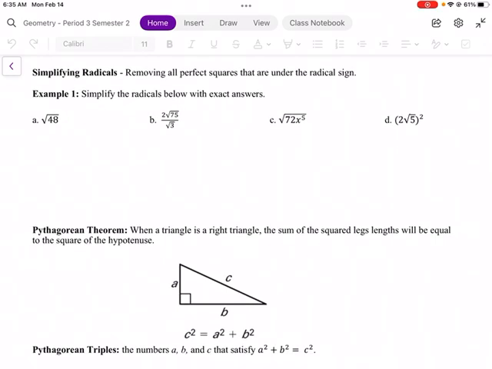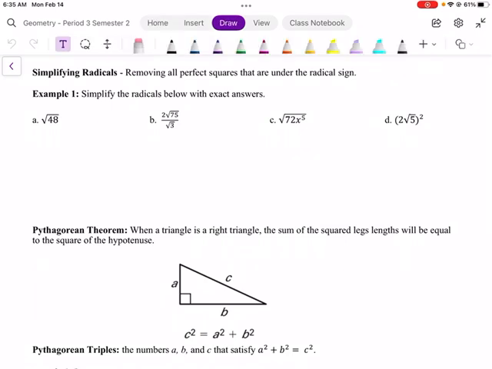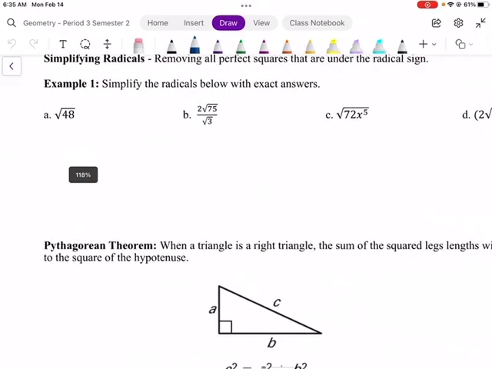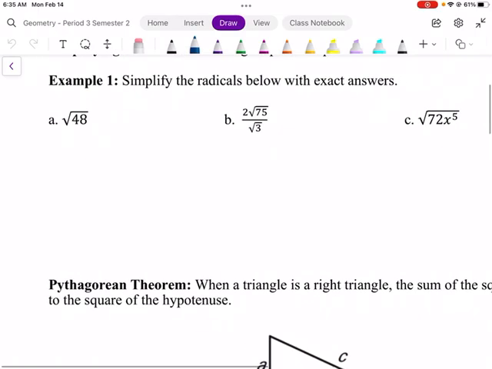Simplifying radicals means we're removing all of the perfect squares that are underneath the radical sign. So we're going to go over a few examples. We are going to simplify the square root of 48.